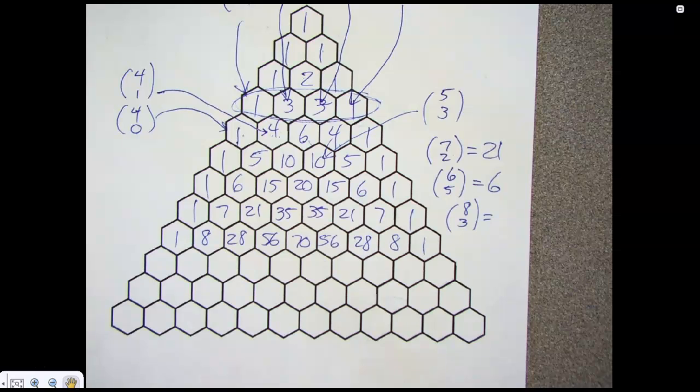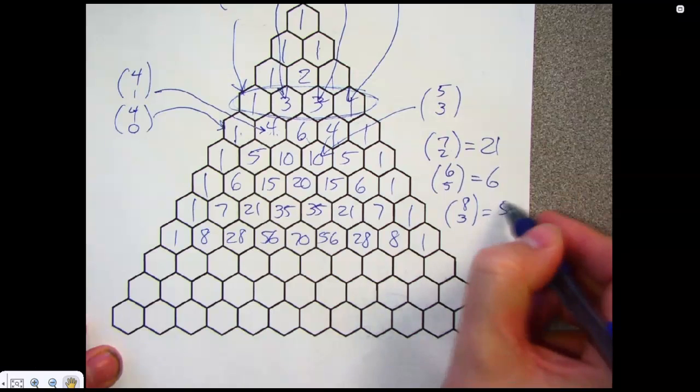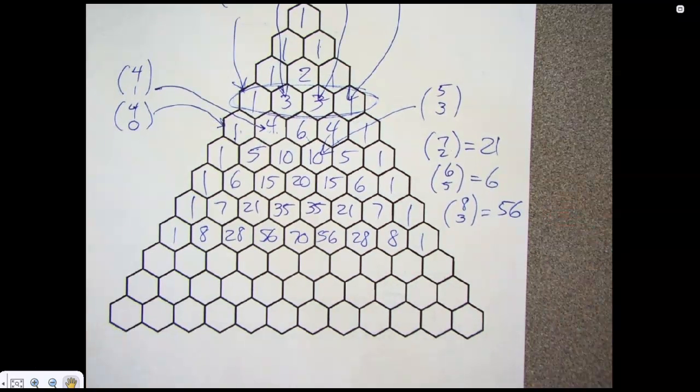Alright, 8 choose 3. So the 8th row, 0, 1, 2, 3. How many of you had 56? Nice. Okay, questions on that one?